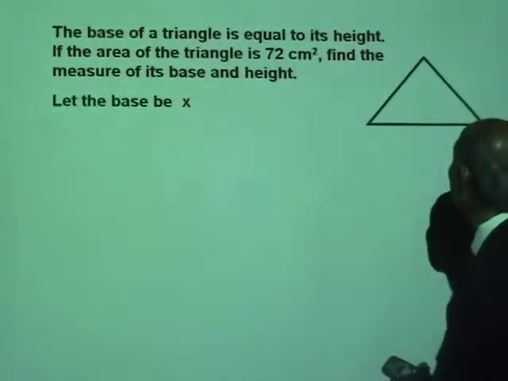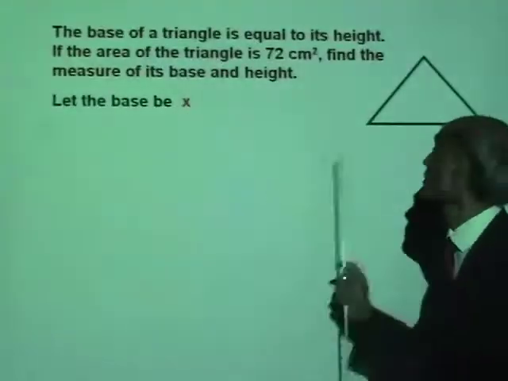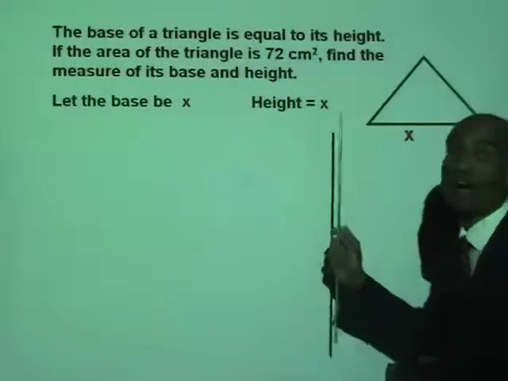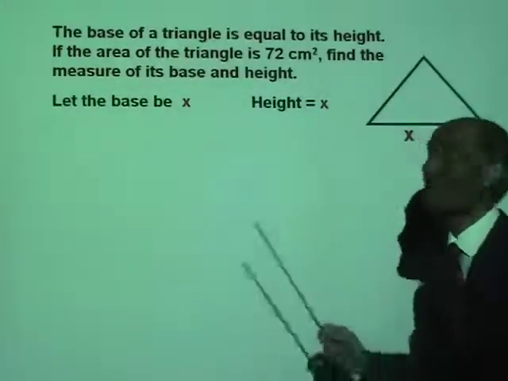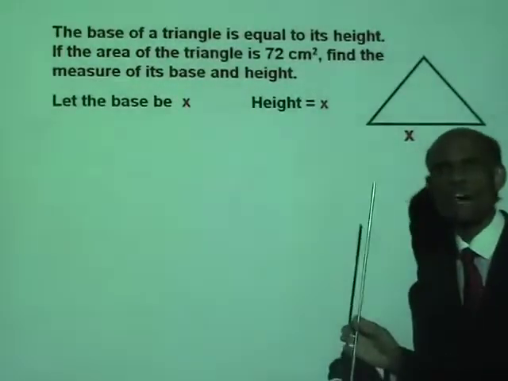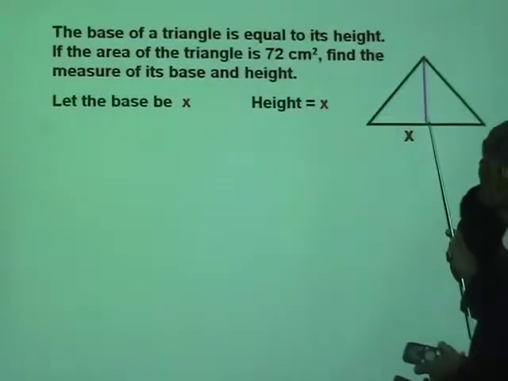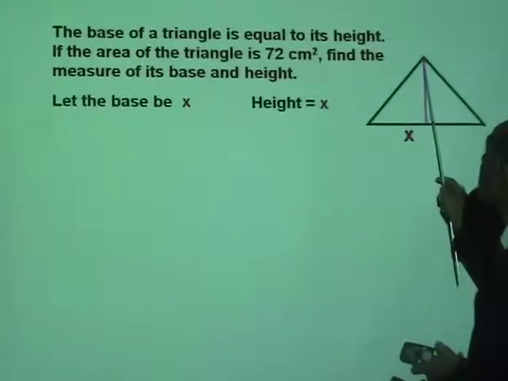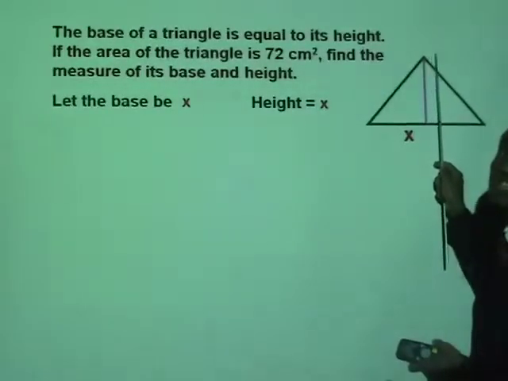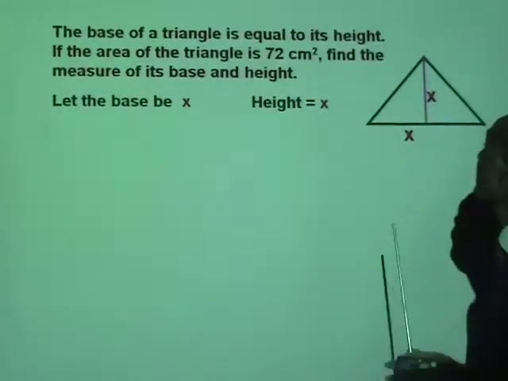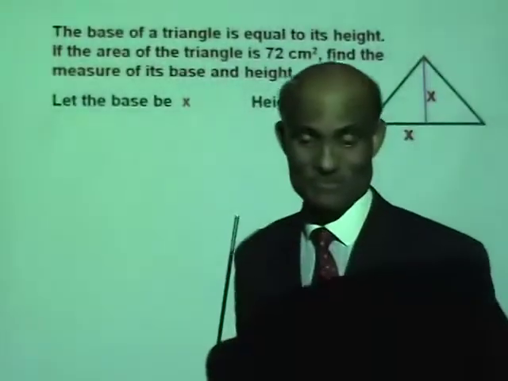Let the base be equal to x. That means the length of the base equals x. Then the height also will be equal to x. What is the meaning of height of a triangle? Height of a triangle is the line that is drawn perpendicular to the base that meets the vertex of that triangle. This is the height, and that also equals x.